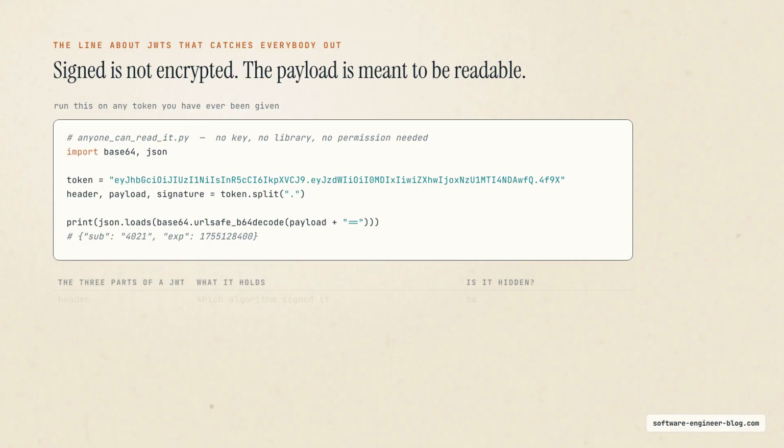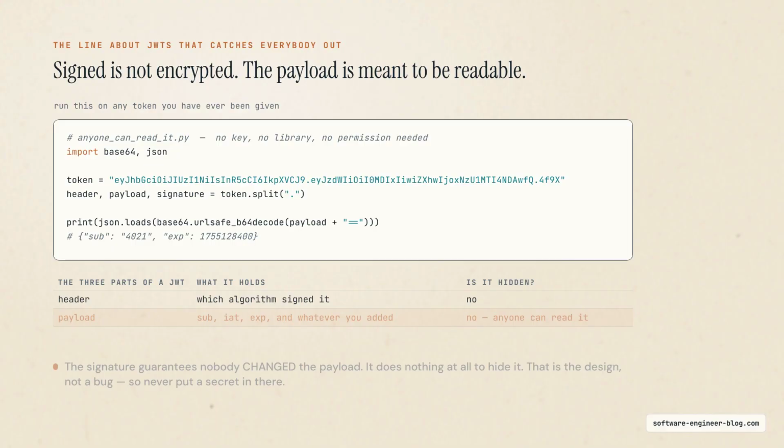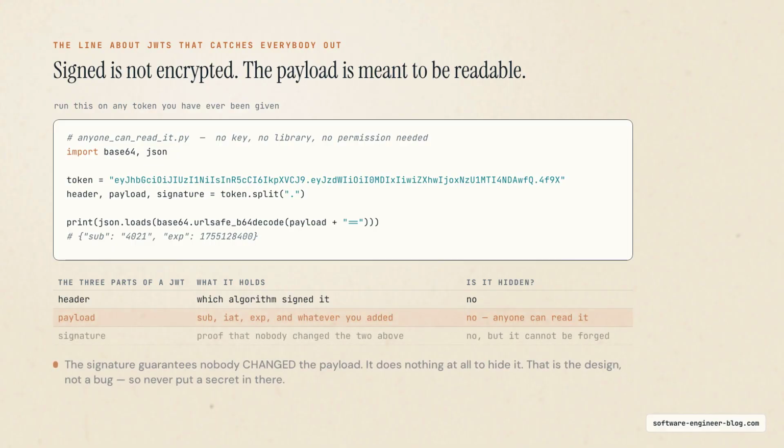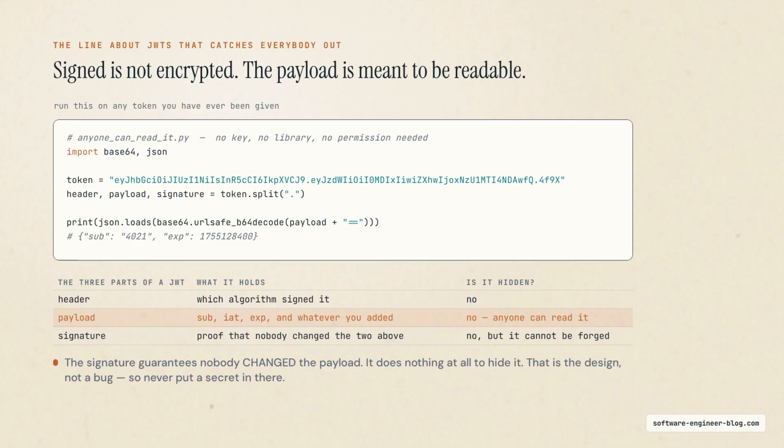Signed is not the same as encrypted. The signature guarantees that nobody changed the payload. It does nothing to hide it, which gives you one hard rule. Never put anything secret inside a JWT payload.